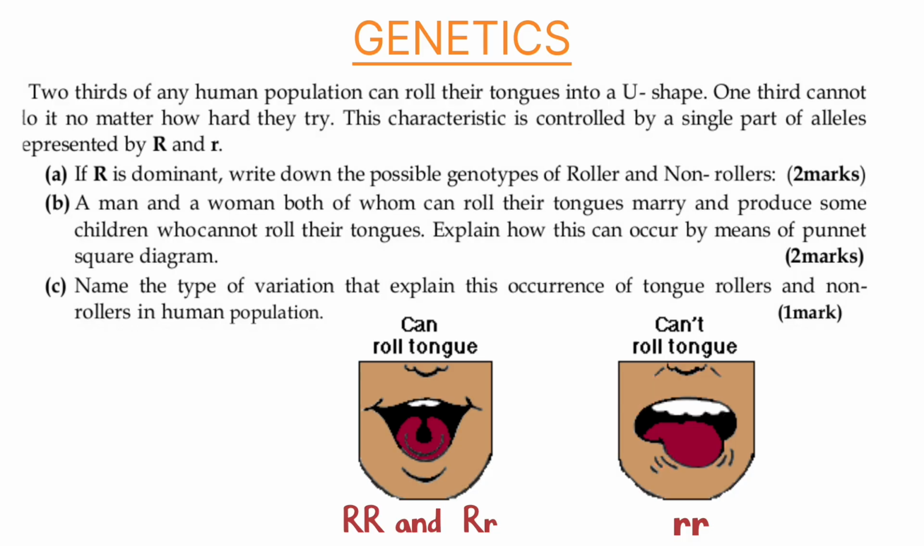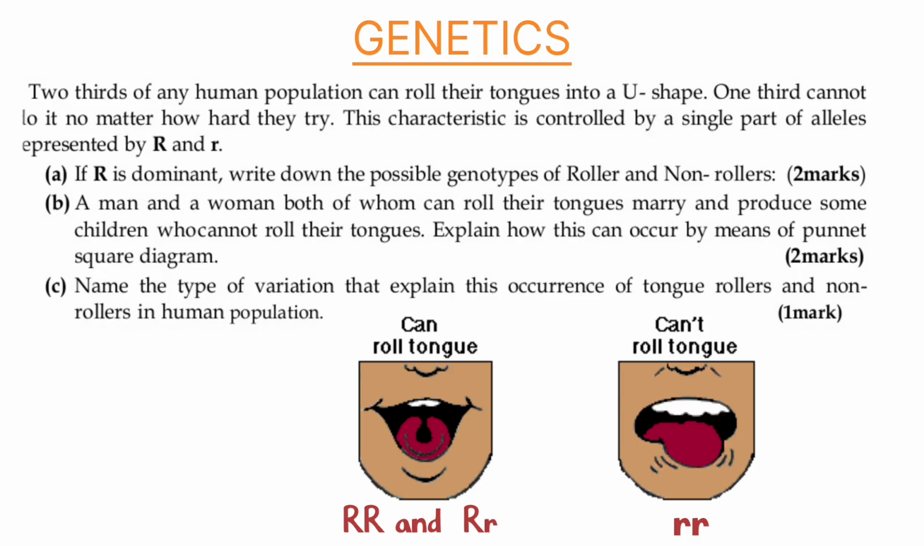Now, another possibility is Rr, okay? 1 dominant allele and 1 recessive allele. As such, these will also be able to roll their tongue. Remember, as long as you have just 1 dominant allele, you will express that characteristic. Now, this is known as a heterozygous dominant. Dominant because it has the dominant allele. Heterozygous because the 2 alleles that are present are different from one another.